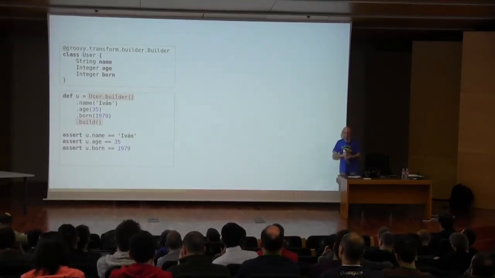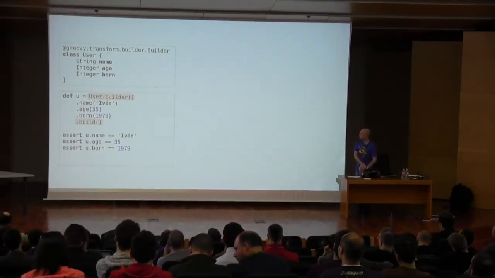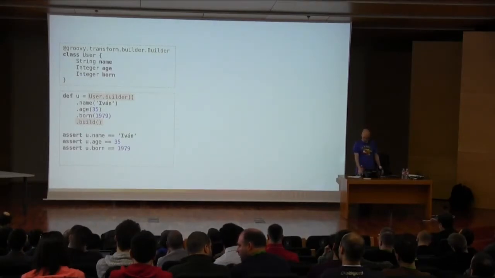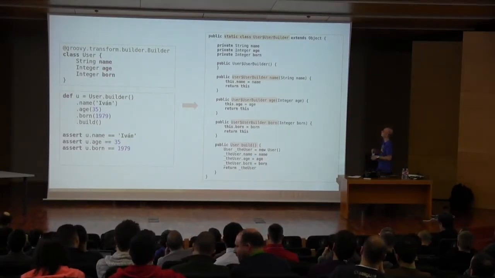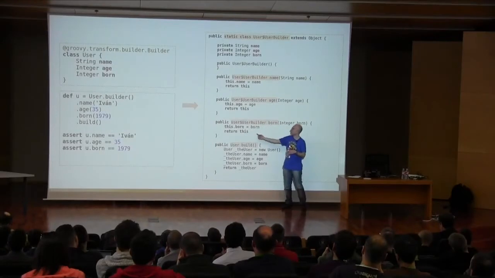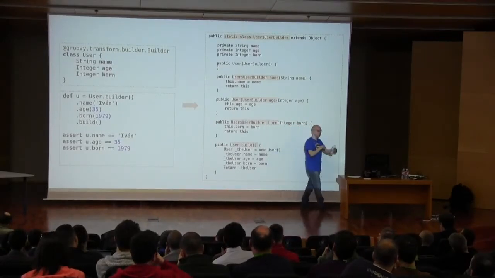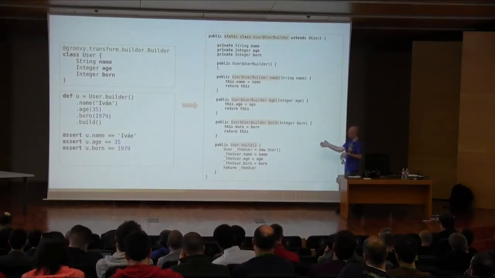And you can customize this name. These are the default, the same name for the method as the fields, but you can change this behavior. And what the annotation is doing is this. It will create a static class for the builder, and it will create all these methods for every property, in which, for example, here we can just store the born date and return the instance to be able to chain all the methods. And finally, the build will just instantiate a new user, set the values, and return it.